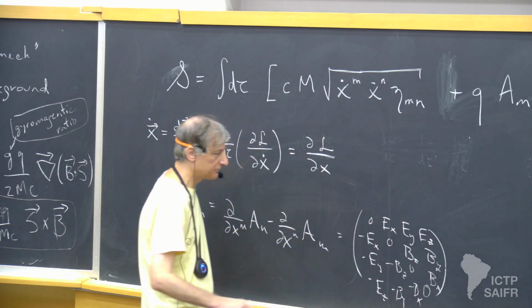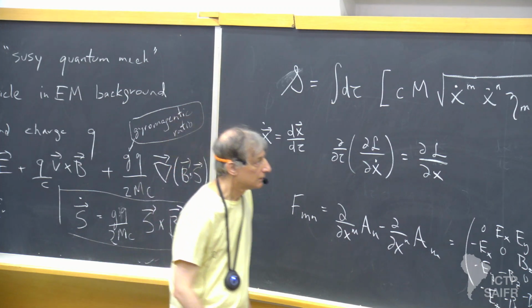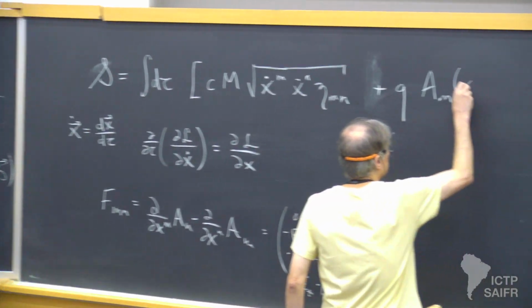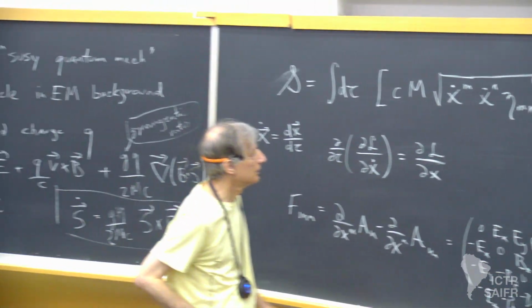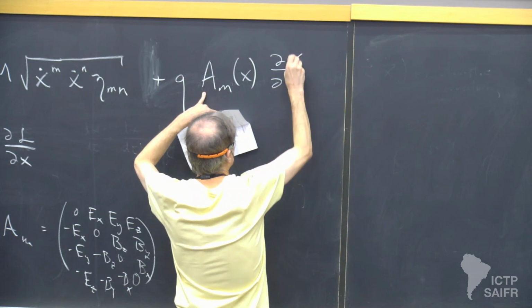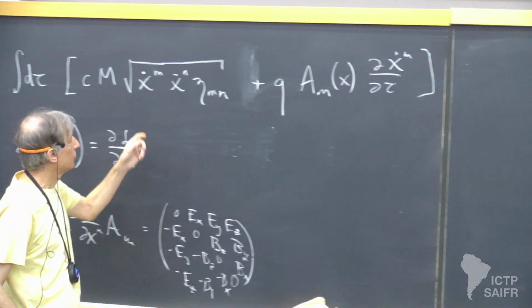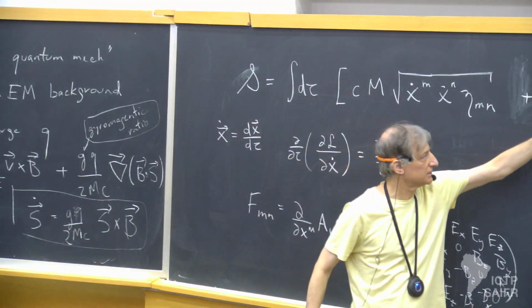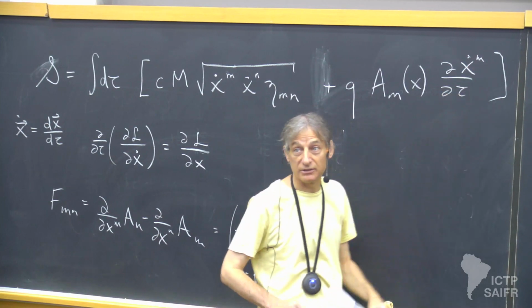So this contains all the information about the electromagnetic background. A_m is a function of x, so it can depend on the position in space-time. And now, in order to write the Lagrangian, this index here on the potential contracts with this index on it.